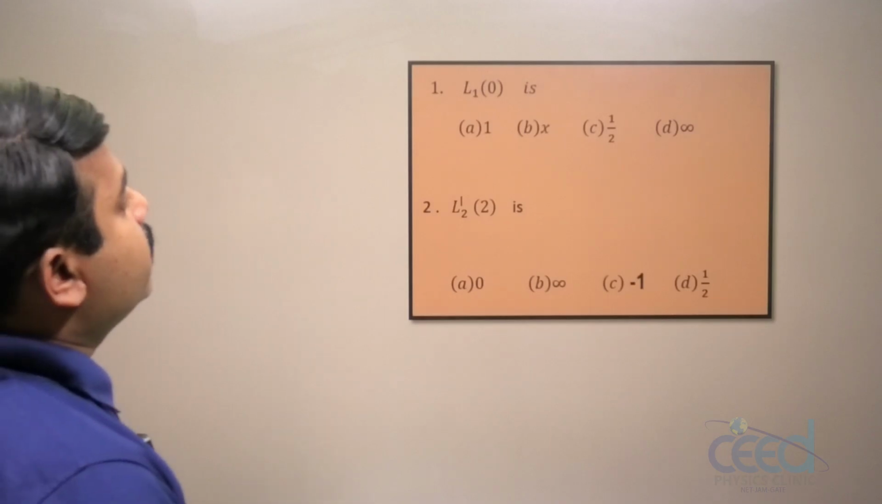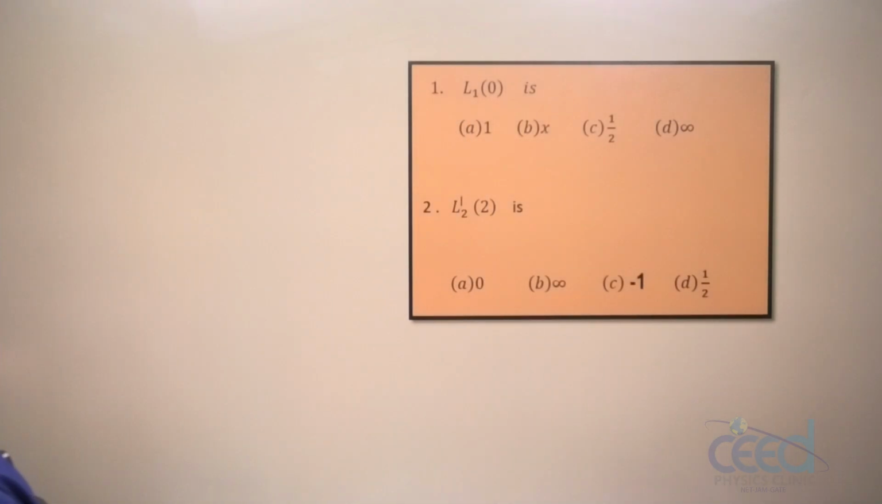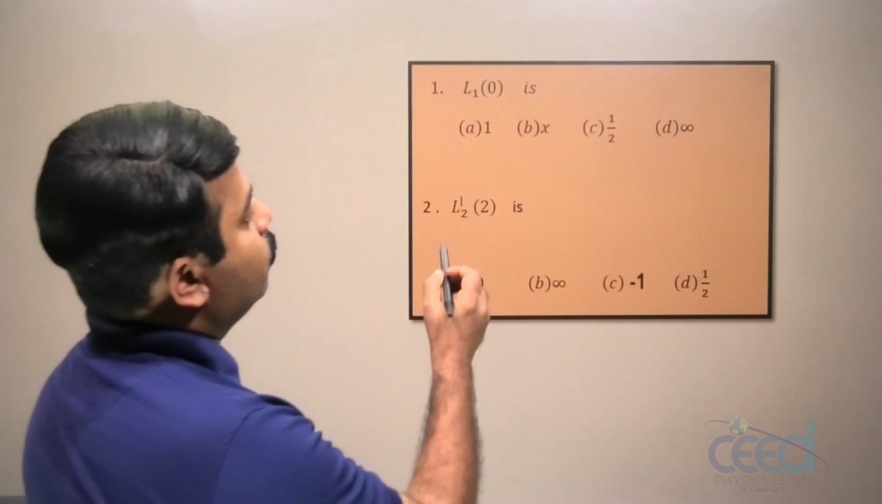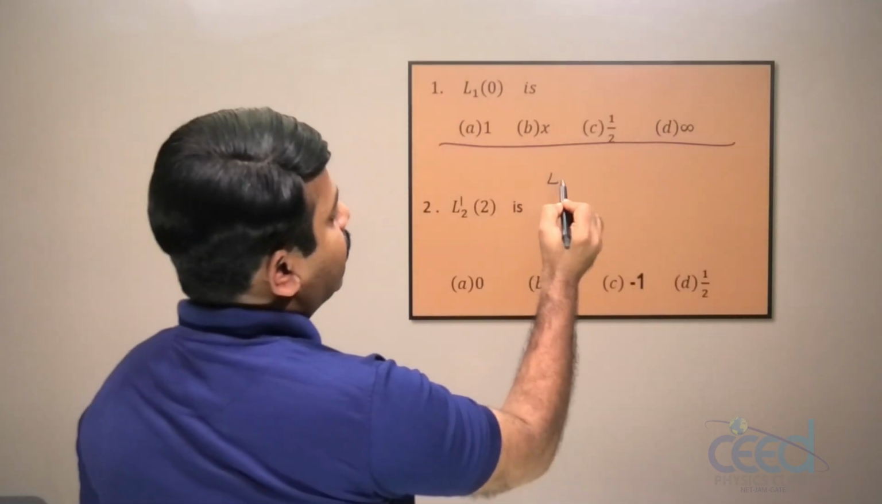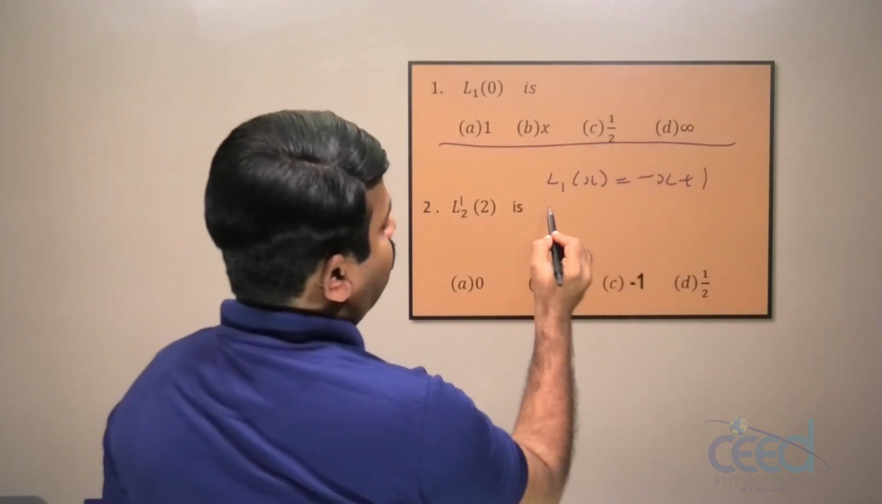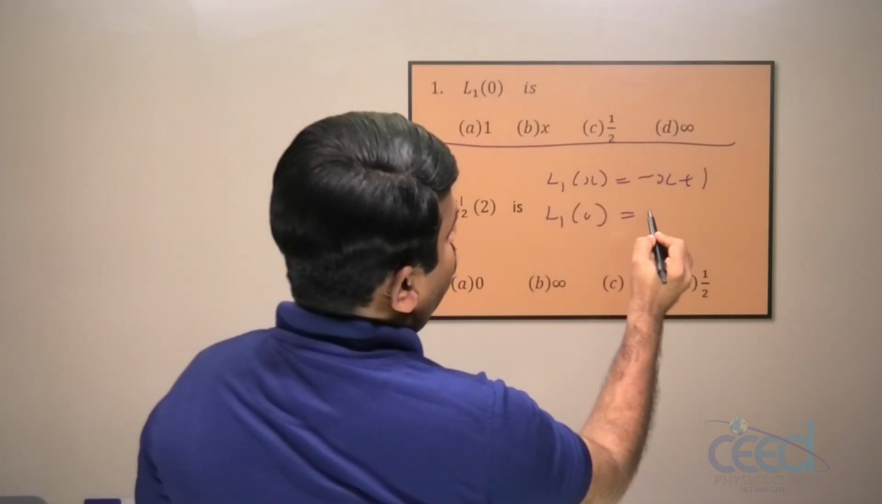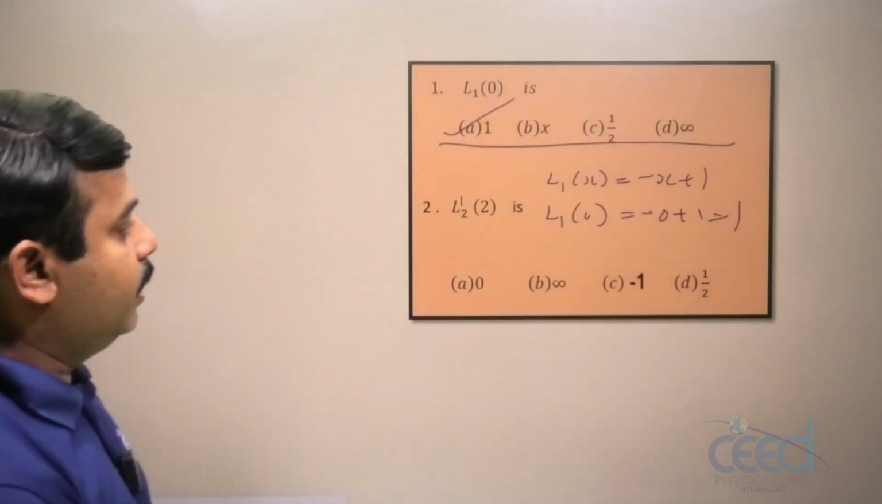Now, two questions are given. What is L1(0)? Four options are given. L1(x) is equal to minus x plus 1. Then L1(0) is minus 0 plus 1, that is 1. Option A is correct.